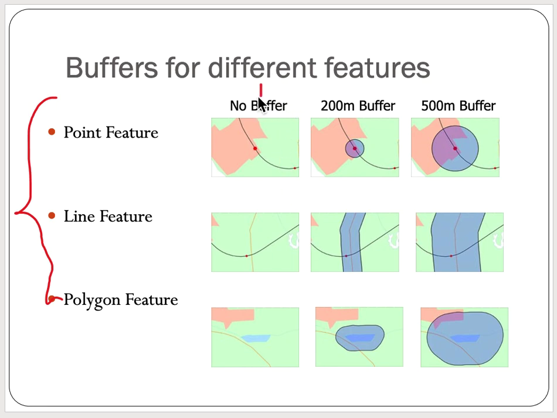So this column is showing us no buffer. We have our point, our line here, and our polygon here. And when we apply a 200-meter buffer, you could see that it creates a circled buffer around the point, and then we have a street buffer and a polygon buffer. And for the 500-meter buffer, we could see a larger circle around the point, and again a larger buffer around the roads and the polygon building here.